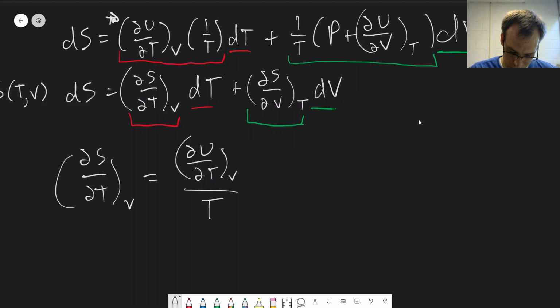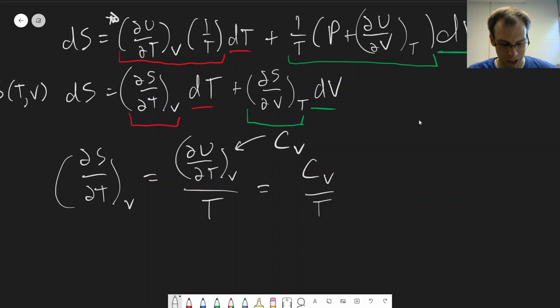The last thing we can note here is that the change in internal energy as a function of temperature at constant volume is what we have defined as the constant volume heat capacity. So we can say that the change in entropy with respect to temperature at constant volume is equal to the heat capacity divided by temperature. Now, in general, this is not constant as a function of temperature. This will have to be measured as a function of temperature, but that's the measurement we can make.